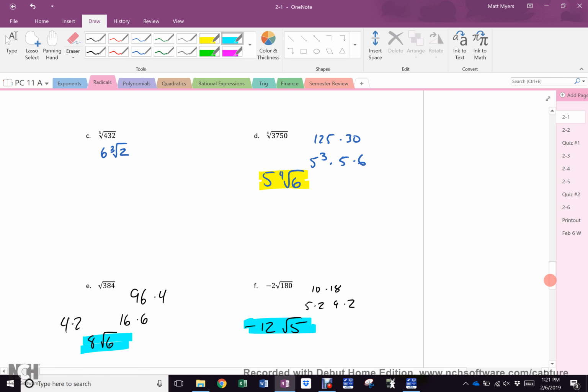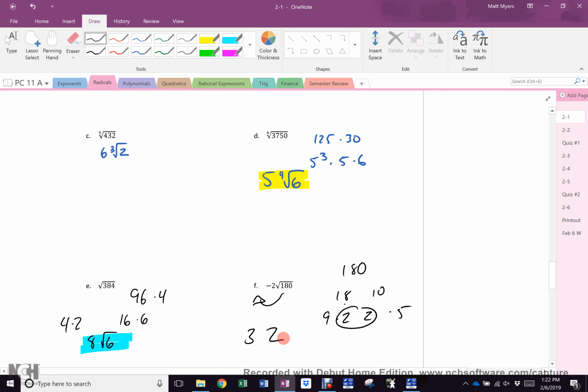Noah. F? Okay. Well, I break down the 180 however I see fit. So for me, I took 180 and I did 18 times 10, then 9 times 2, and then 2 times 5, right? Square root of 9 is 3, so out comes a 3. Then I had a group of 2, so out comes a 2. There was already a 2 out there. 2 times 3 times 2 is 12, and it all has to be negative. And I left a 5 under the radical sign.